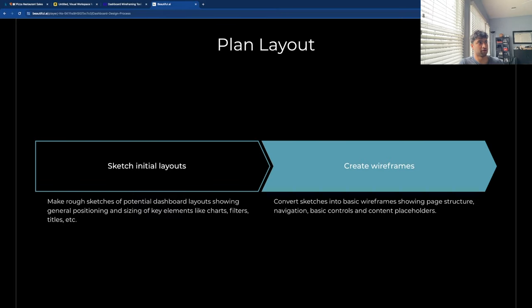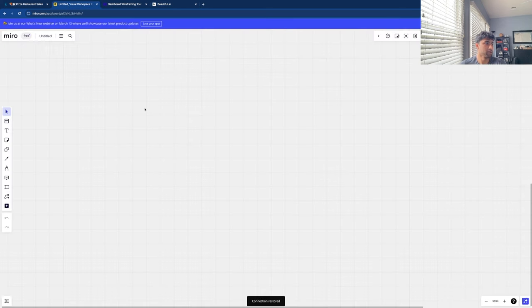So the next part is actually figuring out the plan layout and what visualizations you're going to use. What problems are you going to be solving? And personally, I like to use paper and pencil. It just sticks better with me. But for the purposes of this video, we are actually going to be using a Miro board.